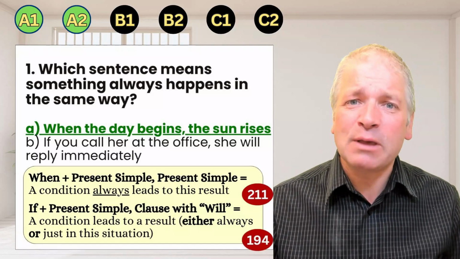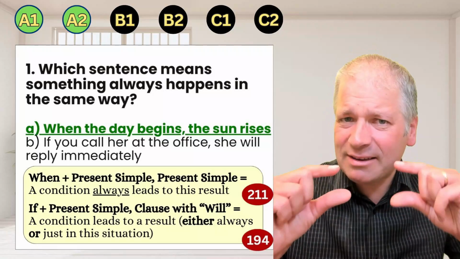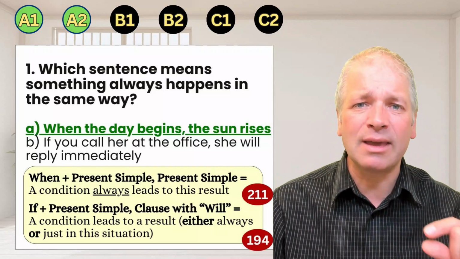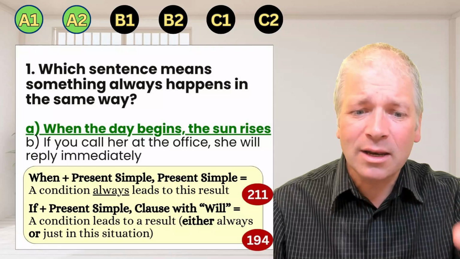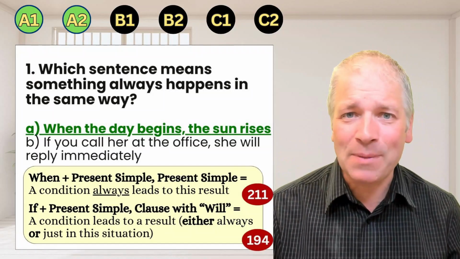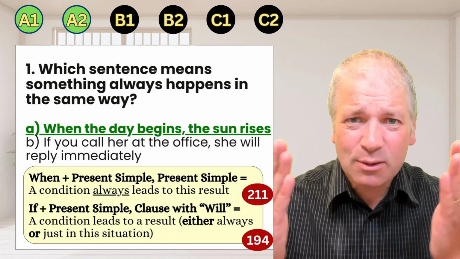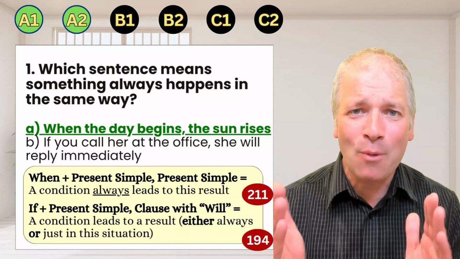Now, both of these sentences do that. They have a condition and an outcome. But there's a slight difference between using when and using if. When we use when, then the condition always leads to this result. When the day begins, the sun rises and it always rises. This always happens in the same way.